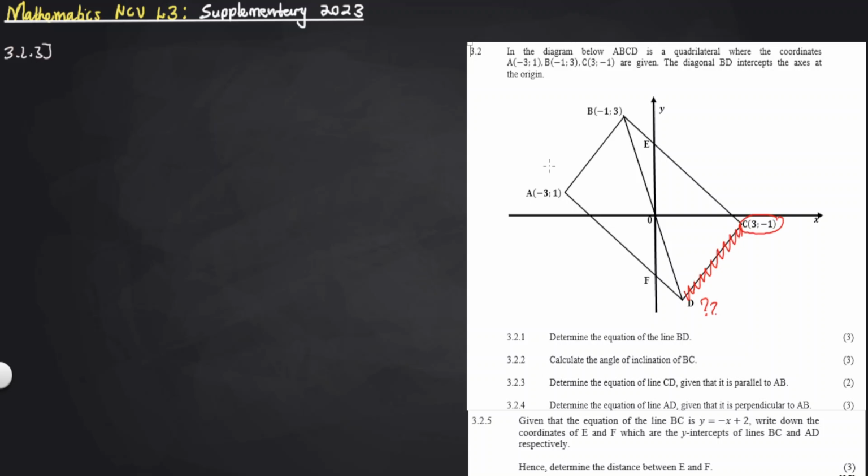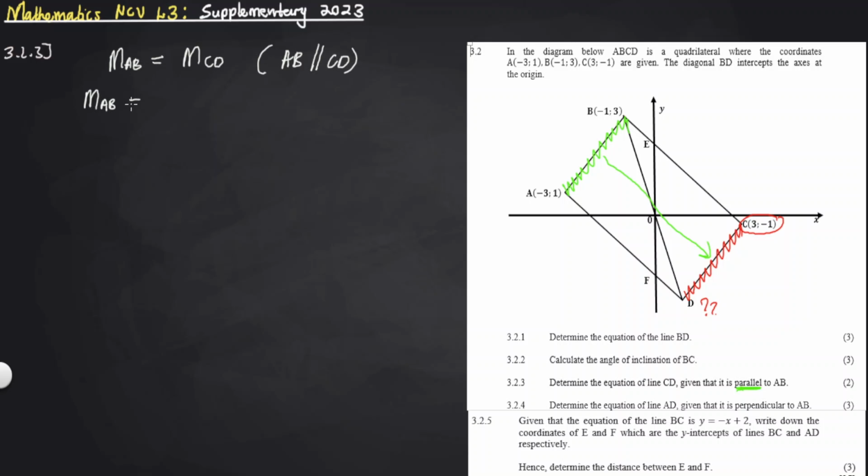But what I can do is work out the gradient for line AB. After finding the gradient for line AB, it's equal to the gradient for this line as well. Why? Because they are parallel lines, and parallel lines have equal gradients. So the gradient for AB is equal to the gradient for CD. How do I know? It's because line AB is parallel to line CD.